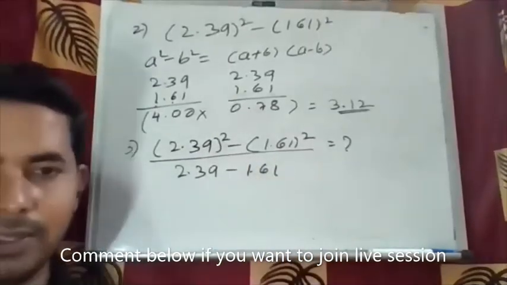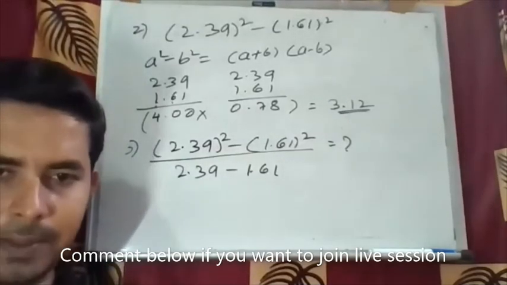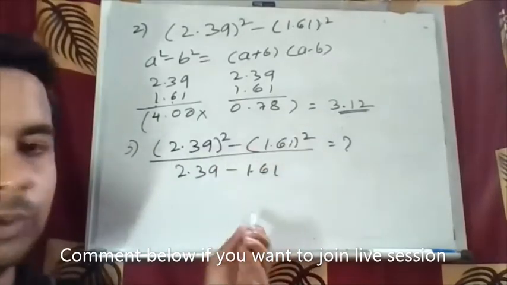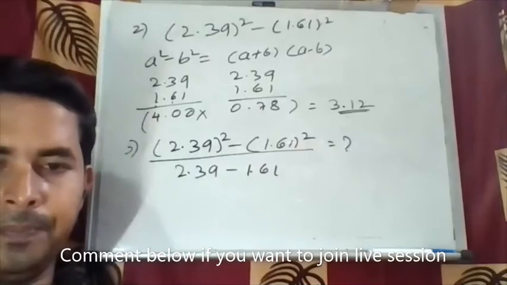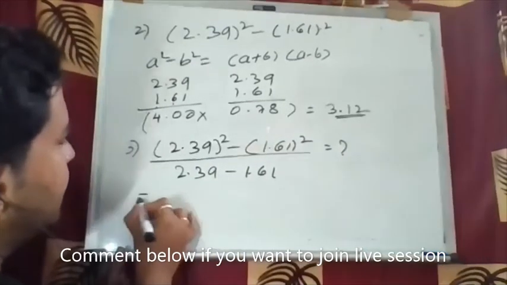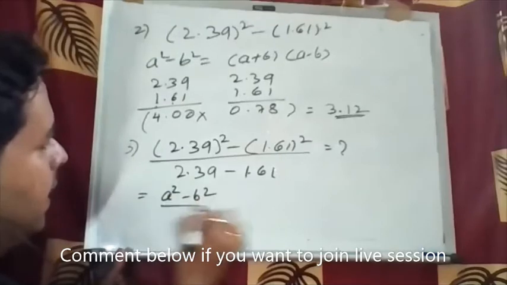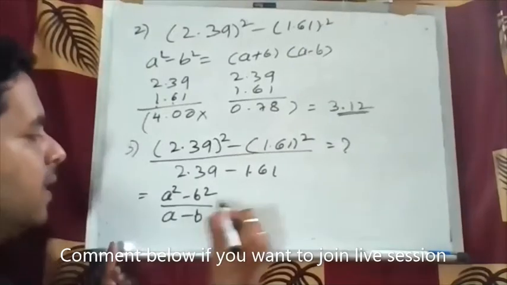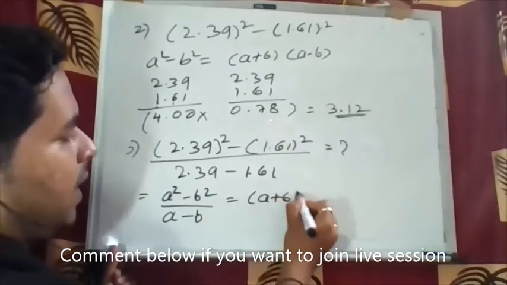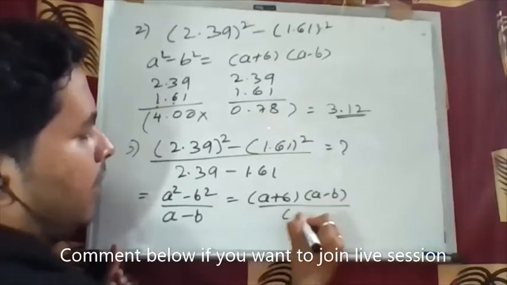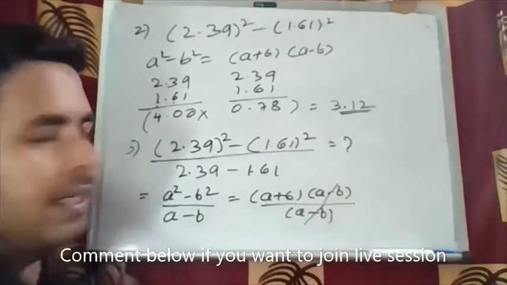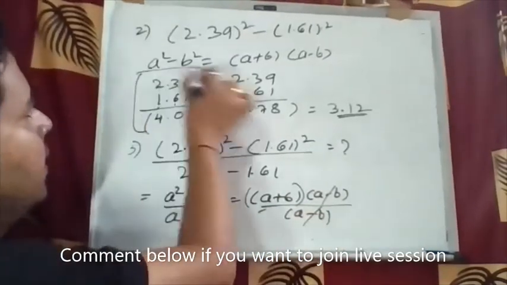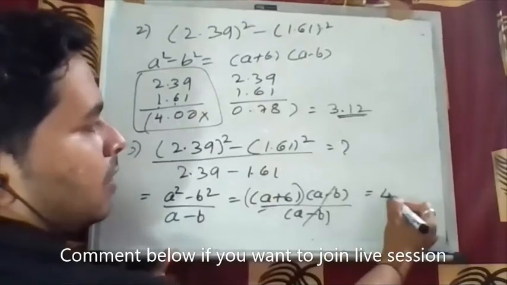Actually the answer is already above, you can use that, or else you can do it separately. Now the question is given in this form: a square minus b square divided by a minus b. What is the formula? a plus b, a minus b divided by a minus b. So the a minus b term cancels, and you only have to do a plus b. So you'll get the answer as 4.